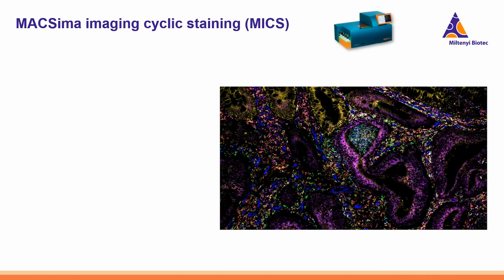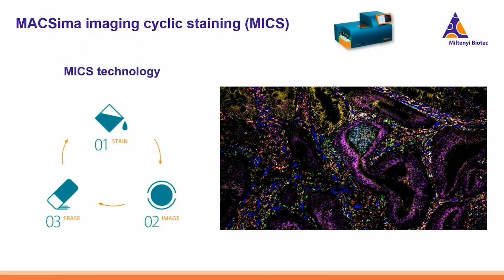So our solution for spatial biology is the MACSima imaging platform with the MACSima imaging cyclic staining technology. The technology works in 3 different steps. In a first step, we stain the sample with up to 3 primary conjugated antibodies, which are attached to 3 different fluorochromes. In a second step, we then image these 3 different antibodies within the machine. And in a third step, we erase them again.